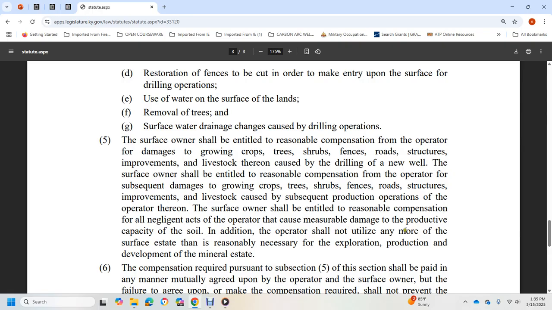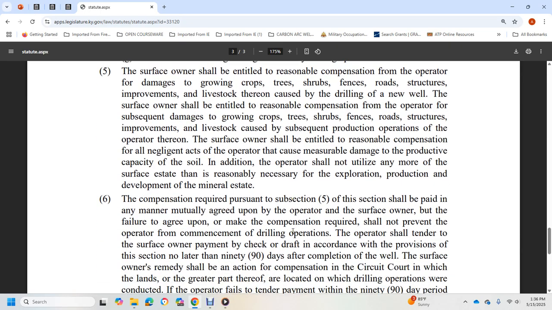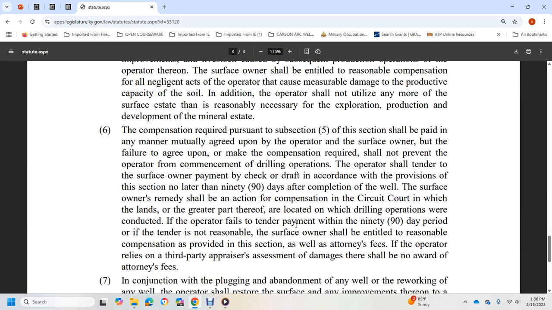In addition, the operator shall not utilize more of the surface of the estate than is reasonably necessary for the exploration, production, and development of the mineral estate. The compensation required pursuant to subsection 5 of this section shall be paid in the manner mutually agreed upon by the operator and surface owner. Failure to agree upon the compensation required shall not prevent the operator from commencing the drilling operation.